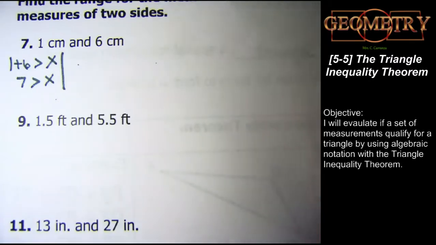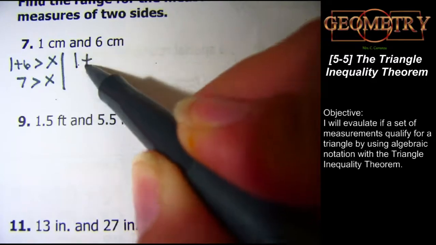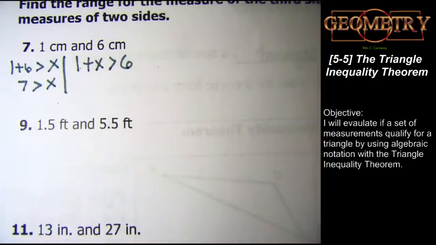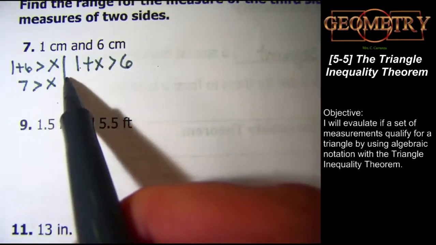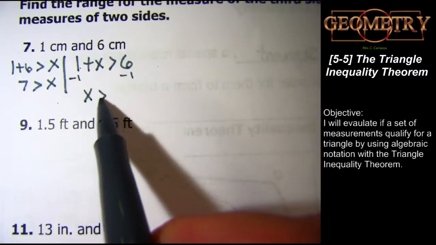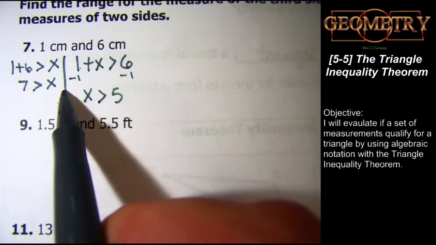Okay? We're going to do this again, but this time we're going to have the side we don't know be one of the ones we're adding together. And we're going to check to see what values work. Solve this for x. I need to get rid of the 1 from both sides. So I can subtract from both sides, just like I would in a standard equation. And I get that x needs to be bigger than 5.